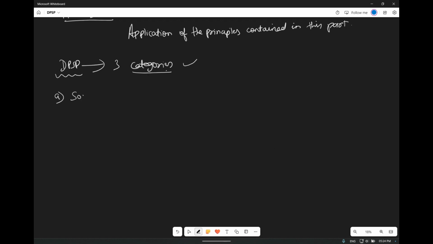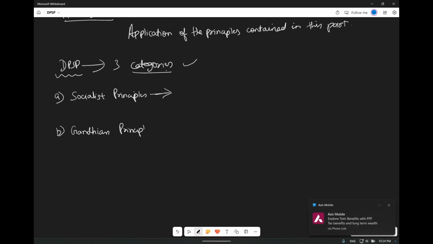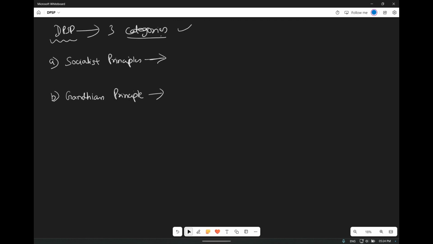Now we can categorize DPSPs in three categories. One is called the socialist principles; one section of the DPSPs talks about socialist principles. Another section talks about the Gandhian principles. And see, this is very important in exams. Certain statements will be given, and you will be asked whether the statement refers to the socialist principle, the Gandhian principle, or the liberal intellectual principle.